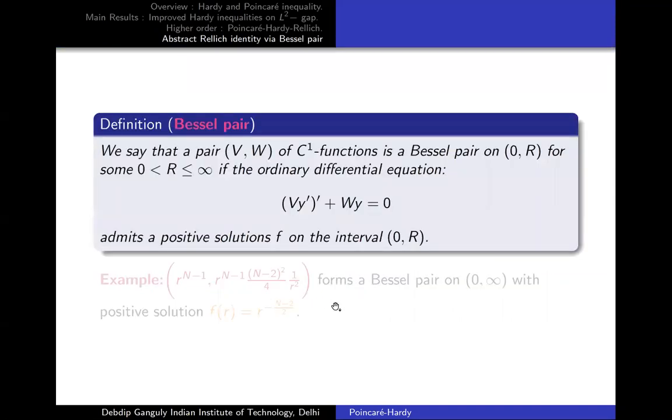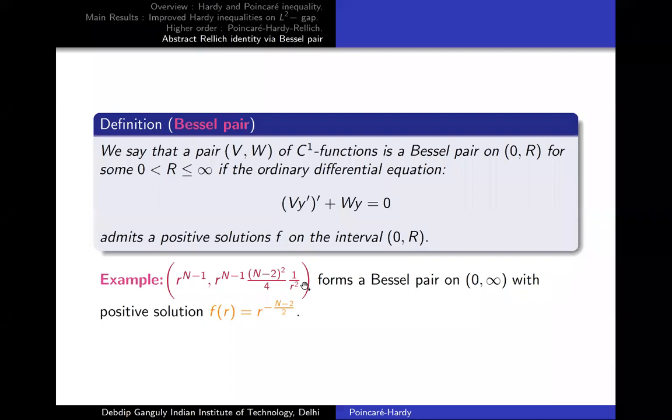First of all, let me say what a Bessel pair is. We say a pair V comma W of C1 functions is called a Bessel pair on 0 to R, for R between 0 and infinity, if a simple ordinary differential equation is satisfied by the functions V and W. Then we call this pair V and W a Bessel pair. So what are the examples of Bessel pair? You just choose V to be R to the power n minus 1 and W to be R to the power n minus 1 times n minus 2 whole square by 4 times 1 by R square. This will satisfy this equation. And of course, as you see, this is a Hardy weight. So there is some relation with the Bessel pair.